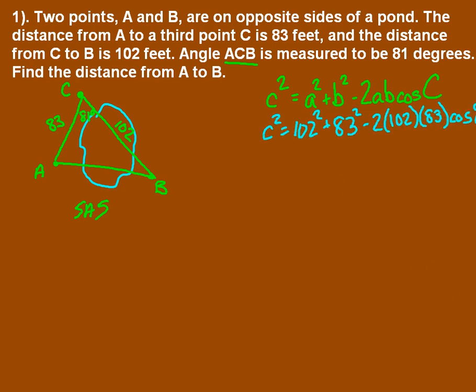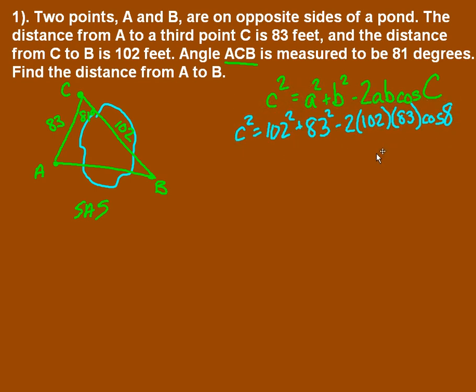Okay, what we want to look at now is, as I plug in the values that I know, I try not to get ahead of myself. I plugged in 102 for A, 83 for B, and then 81 degrees here for cosine of C. I'm kind of running out of room. That should be 81 degrees. Slide this guy over a little bit.